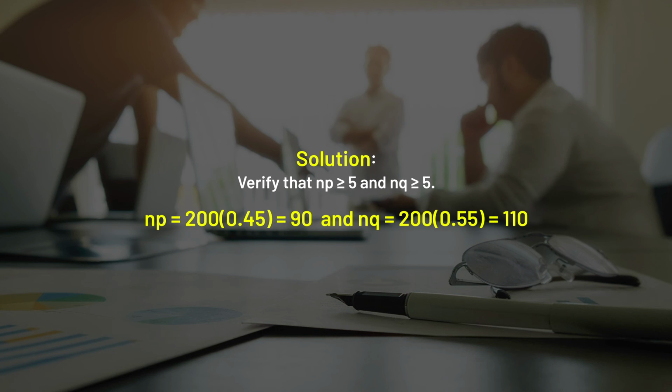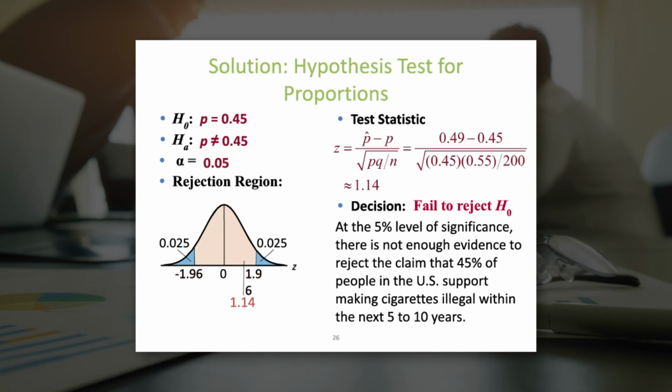So verify that np is greater than or equal to 5 and nq is greater than or equal to 5. np is equal to 200 multiplied by 0.45, which comes to 90, and nq is equal to 200 multiplied by 0.55, which comes to 110. So the solution: we are going to make a one-tail or two-tail test, and I think we have plotted this. After calculation, the value of Z comes to 1.14, and the decision is to fail to reject the null hypothesis at the 5% level of significance. There is not enough evidence to reject the claim that 45% of people in the US support making cigarettes illegal within the next 5 to 10 years.